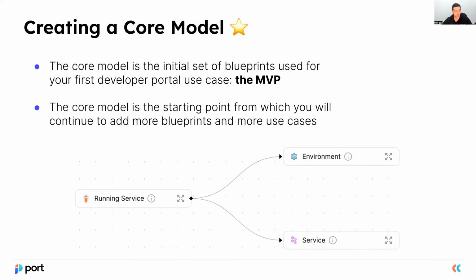So as we mentioned before, we want to start with an MVP. We want to start with a specific use case, which we want to solve. And the core model is just that. It's that first use case, very precise, very catered to what our developers already know that they need, or we understand as the platform engineers that they need, and that is a pain point for them. And that is the core model.